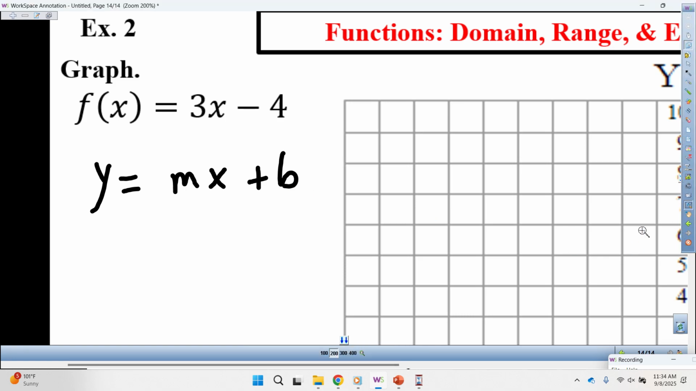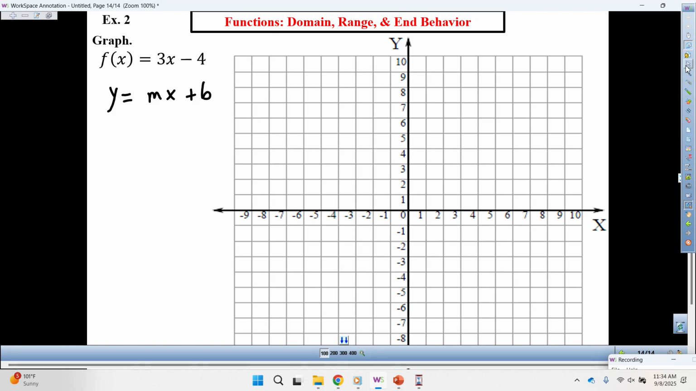Why do we need that? That's going to be our Google Maps, if you want to call it, yes? So, where do we start? With our y-intercept. What's our y-intercept, everyone? -4. So plot your point on -4.